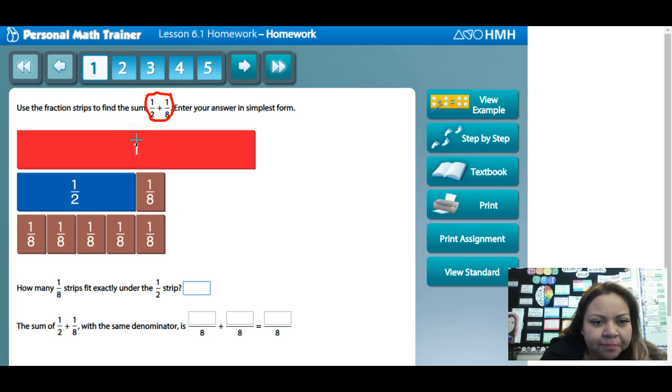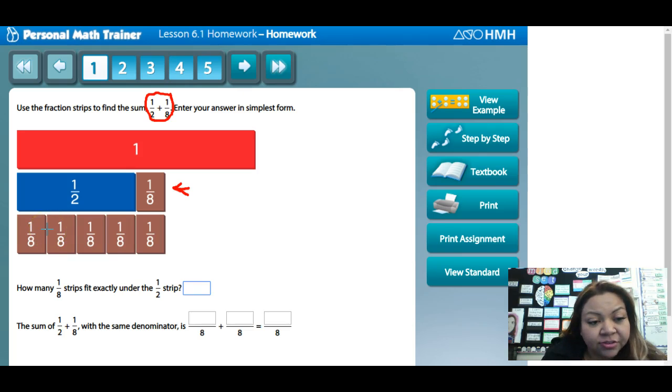Right now, because we're using models, here I'm showing you 1/2 plus 1/8. So basically here we have a half, here we have a half, and here we have 1/8, and here we have an 8. You need to understand that this right here is the math problem that you're trying to solve: 1/2 plus 1/8. We want to know what is 1/2 plus 1/8.